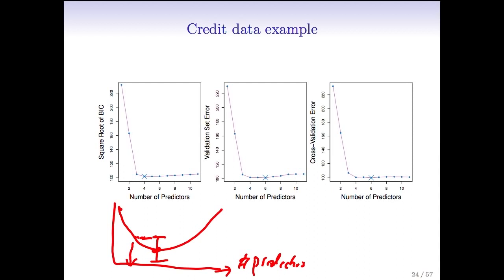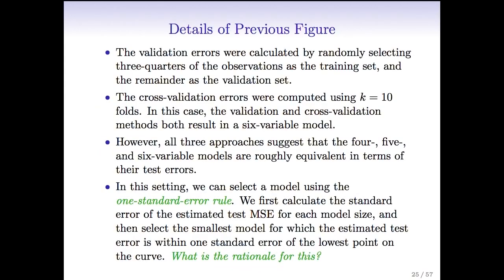So the one standard error rule, which is pretty popular now, is to not use the model with the absolute minimum, but use a simpler model that comes within 1 standard error of the minimum. So the rationale for this, again, is that if the models are within 1 standard error of each other, let's choose the simplest one, because it's easier to interpret.